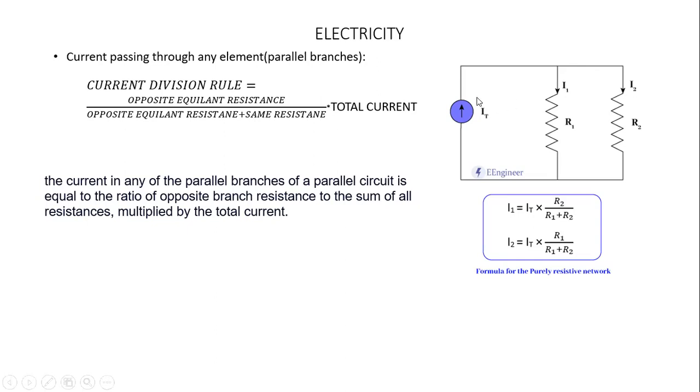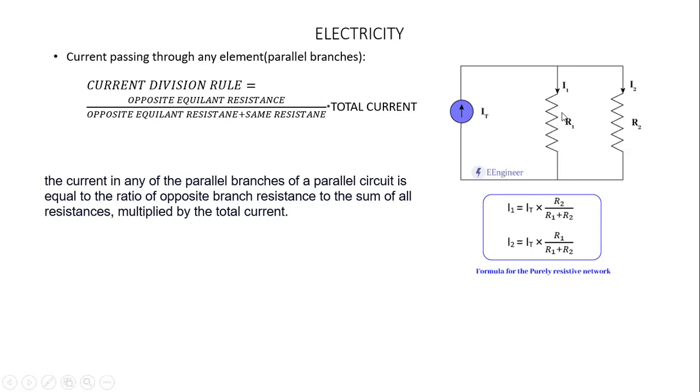Now we'll consider this circuit, where two resistors are connected in parallel. The first one is R1 and the second one is R2. The current passing through R1 is I1 and the current passing through the R2 branch is I2. The total current of the supply is I total. Then if you want to find out the current passing through R1.